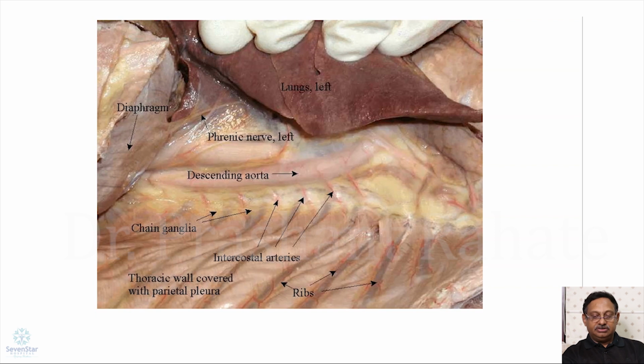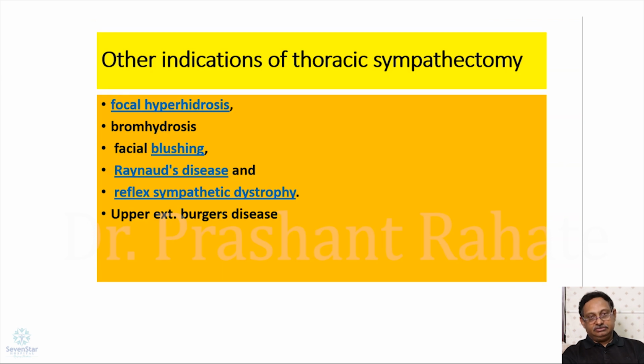So descending aorta is there, the phrenic nerve is there, and the sympathetic ganglia are in the paravertebral gutter, and we have to count the intercostal spaces and then go in for the specific ablation of the fibers coming from those ganglia. The other indications for thoracic sympathectomy are focal hyperhidrosis, bromhidrosis, facial blushing, Raynaud's disease, reflex sympathetic dystrophy and upper extremity Buerger's disease.